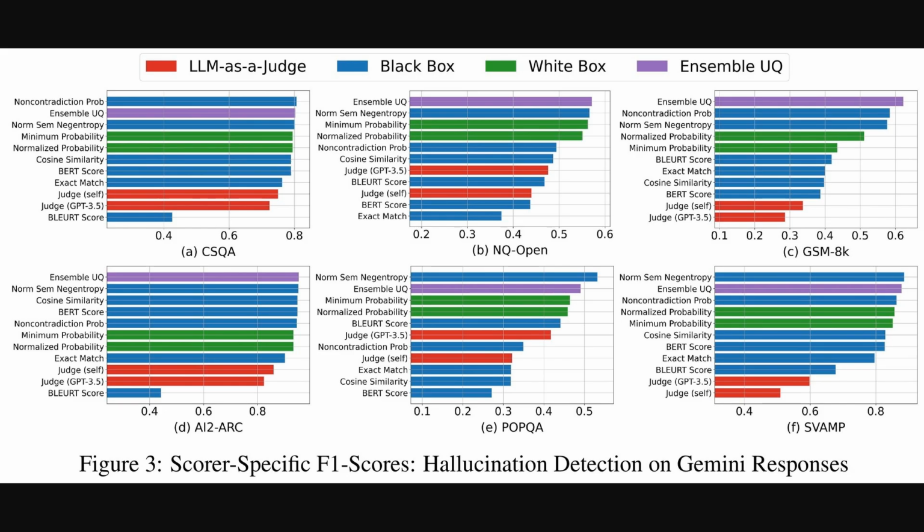The trends here largely echo what we saw with the ROCAUC scores. The LLM-as-a-Judge methods, in red, generally have lower F1 scores. In contrast, the black box methods in blue and white box methods in green perform significantly better. And once again, the Ensemble UQ method, shown in purple, is consistently a top performer, often ranking first or second across these different datasets. This reinforces that the ensemble approach is quite robust.